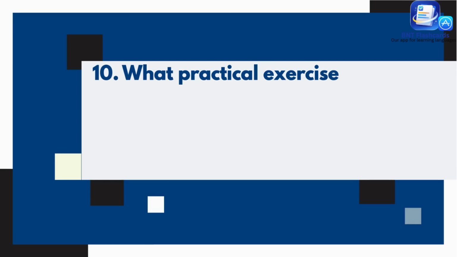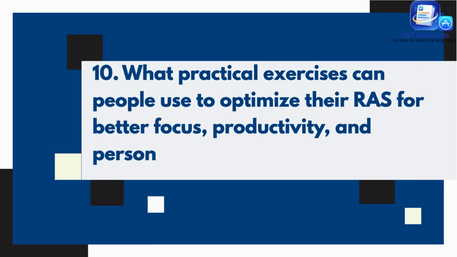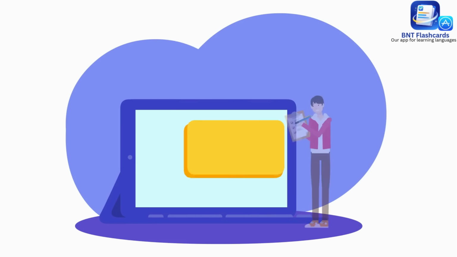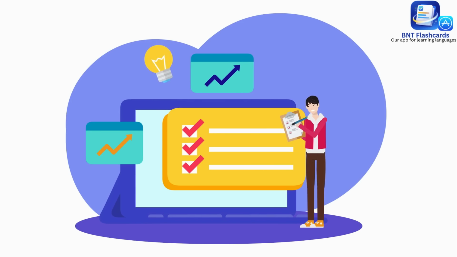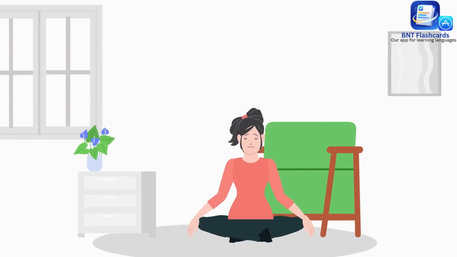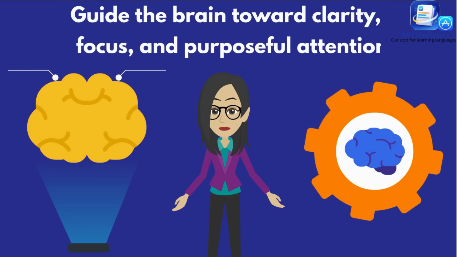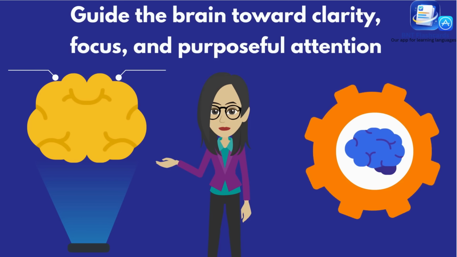10. What practical exercises can people use to optimize their RAS for better focus, productivity, and personal growth? Simple habits like setting daily intentions, reviewing goals each morning, practicing mindfulness, and reducing clutter help train the RAS. These practices guide the brain toward clarity, focus, and purposeful attention.